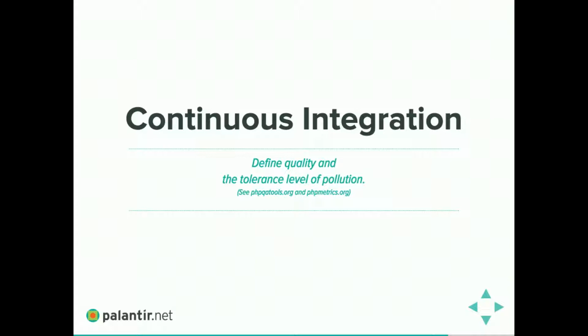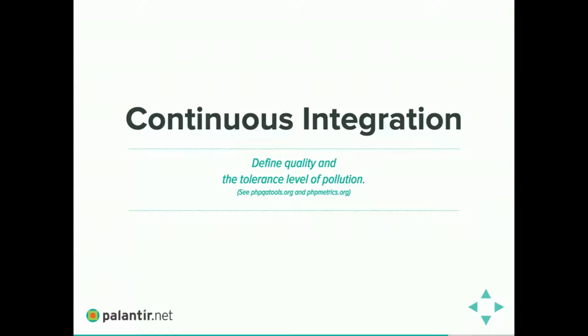So define quality and the tolerance level of the pollution that you'll allow. I recommend going to phpqatools.org and phpmetrics.org. But I'm going to go through a couple different PHP tools that identify different forms of technical debt. One is PHP CS. This is a code style violation detector. Another is PHPDCD. This detects dead code. Dead code means that there's code that's written that, according to an interpreter and the rules that it has, is believed not to be used by your system at all.